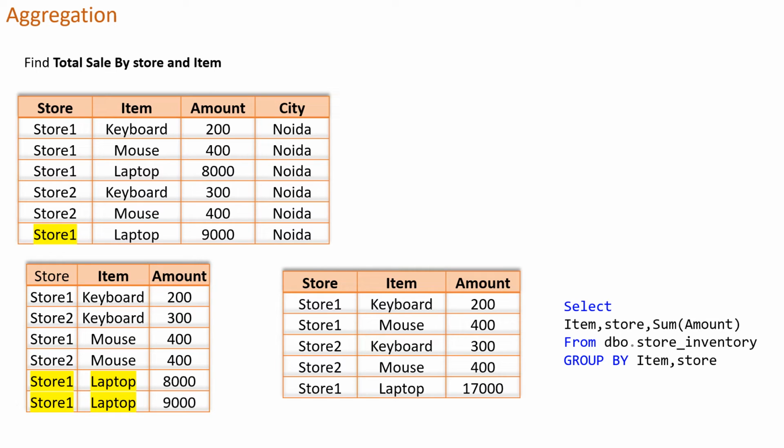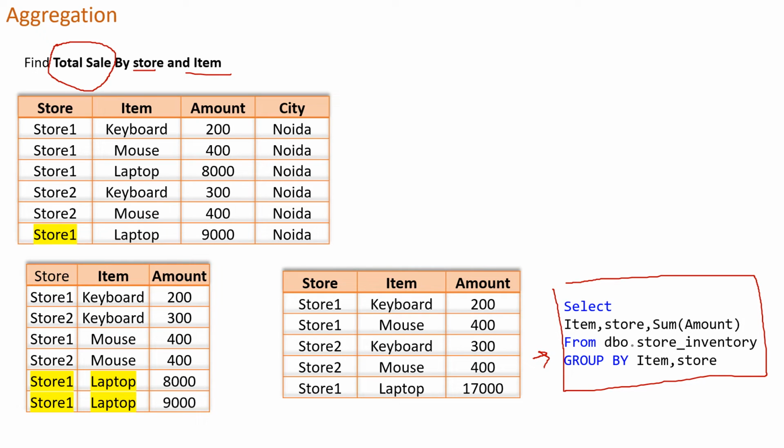Now let's take a look at another example in which we are going to create a group based on the columns store and item, and calculate the total sales using the aggregation sum. Let's see the query. In this query, first the from clause is executed and we get the whole table. Then the group by clause is executed and creates a group based on item and store. See this table.